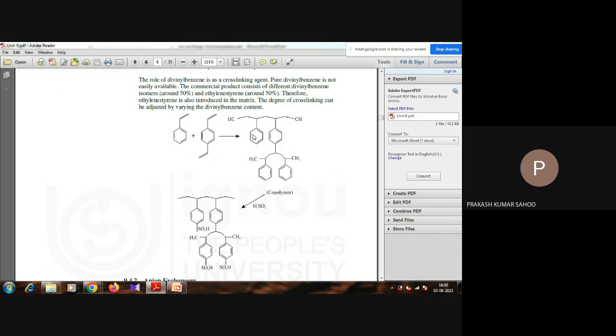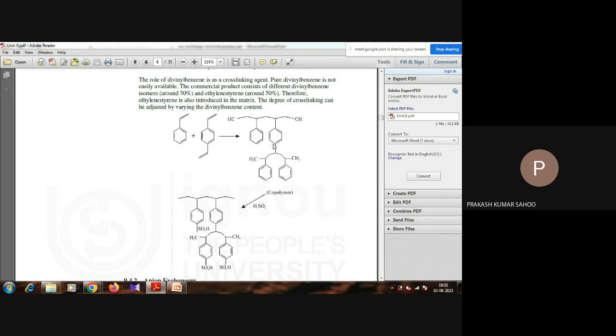This styrene benzene ring will continue the chain, that is CH2 CH. This will continue, then there will be a linkage through the methylene group, CH2. This double bond will attack here, and this double bond will break. That means the divinyl benzene links with this, and the same thing happens, that is CH2 CH. And at the para position, here also the same thing happens.